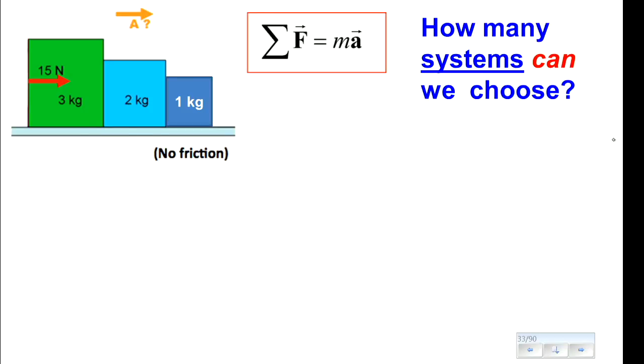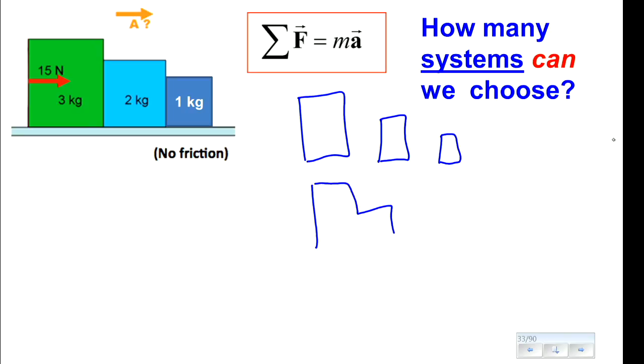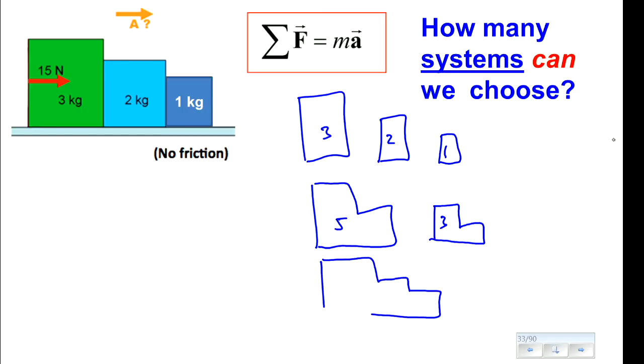Well, let's briefly think, it's not a question to answer for you, just think how many systems could you choose now? Box, one system; medium box, second system; box, third system. Where else? Are we done? No. For example, we can combine these two together, or we can combine these two together. What else? All of them, all three together.